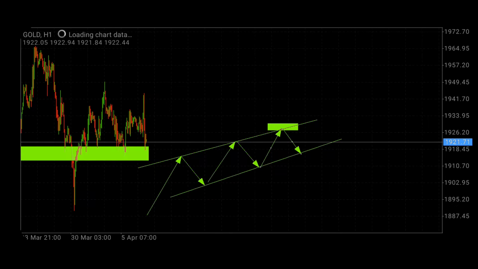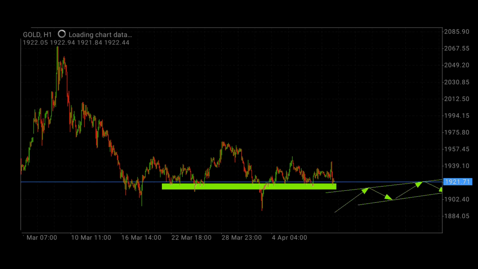But in the case that it holds, or acts as resistance and fails to break out, we should be looking for sales.